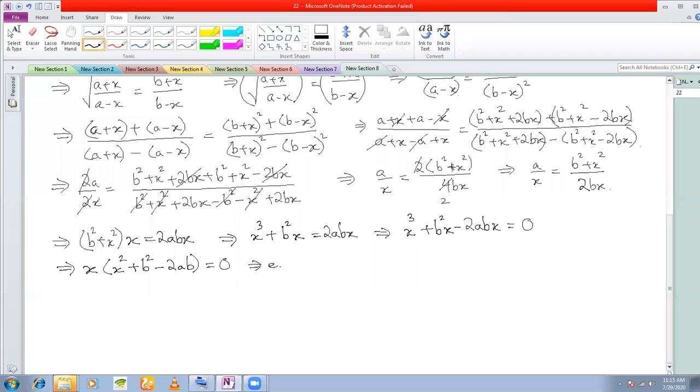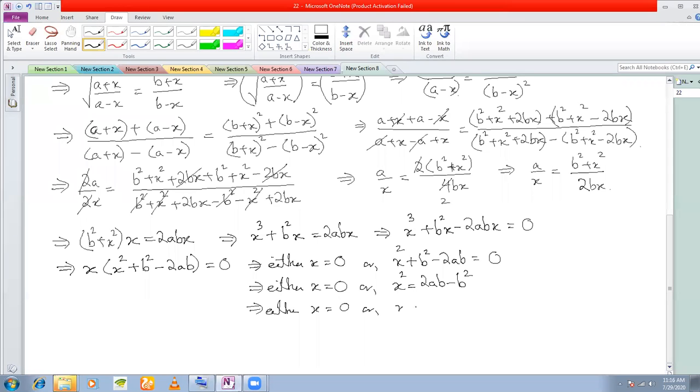That means either x is equal to 0 or x square plus b square minus 2ab is equal to 0. That means either x is equal to 0 or x square is equal to 2ab minus b square. That means either x is equal to 0 or x is equal to plus or minus square root of 2ab minus b square. This is your answer. Any step not clear?